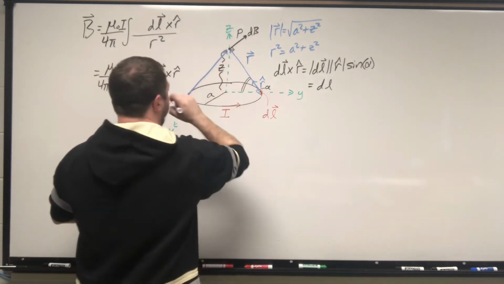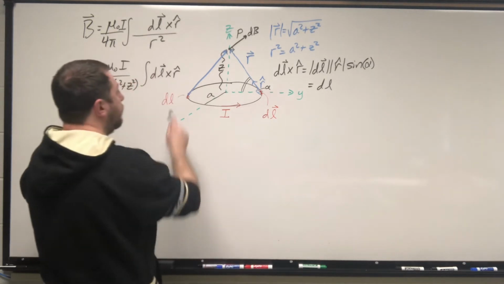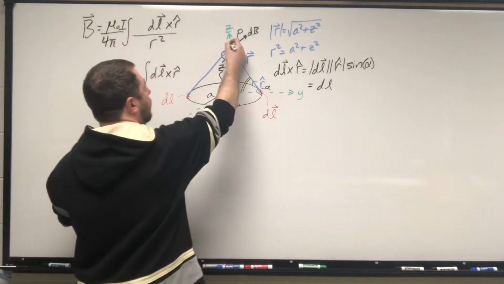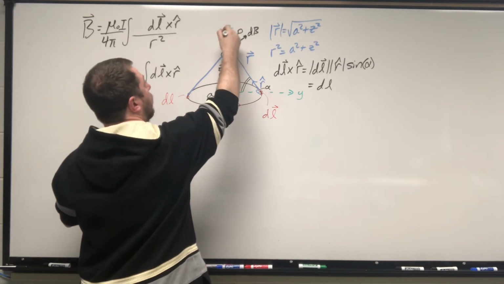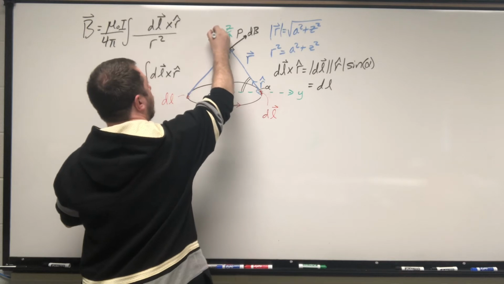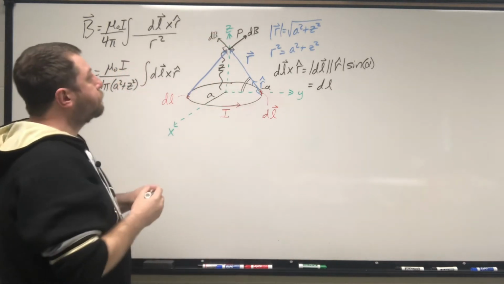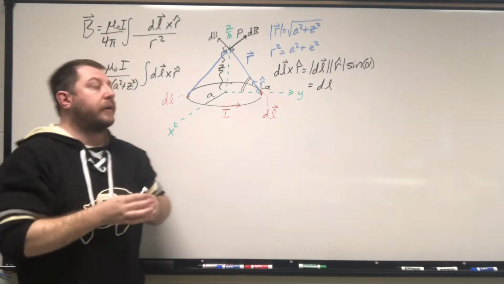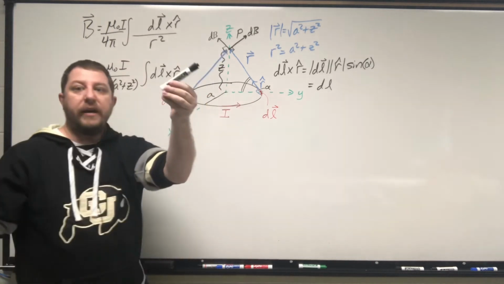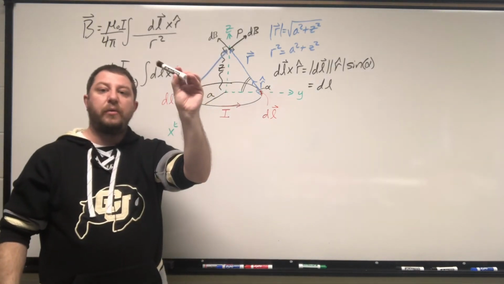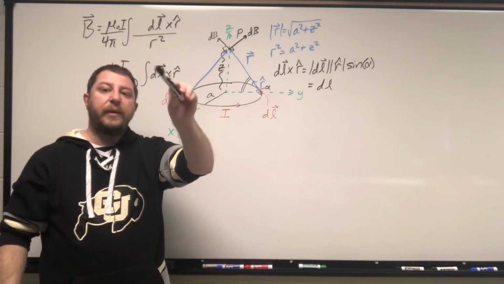Okay, there's my other R vector. And in that case, the dB from this current element is going to be this way. And once again, that will be perpendicular, okay? So what you can see here is that as you integrate around the circle, each contribution is going to eventually sweep out a cone, right? You're going to sweep out a cone.